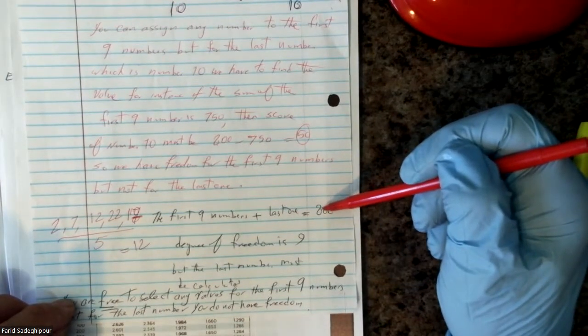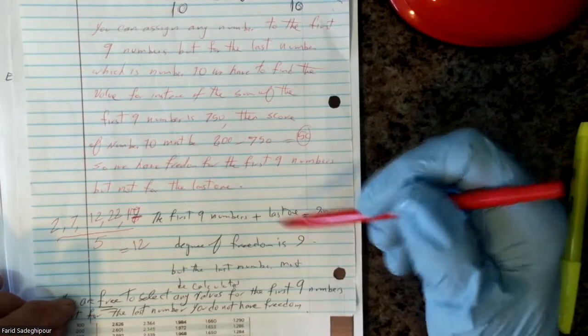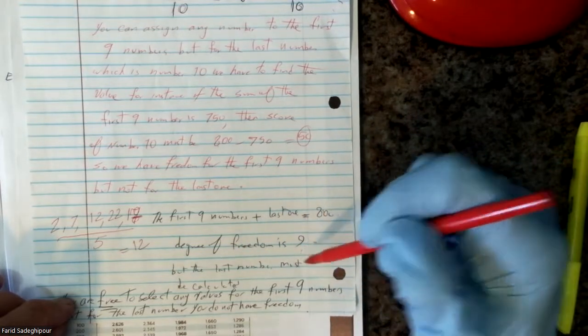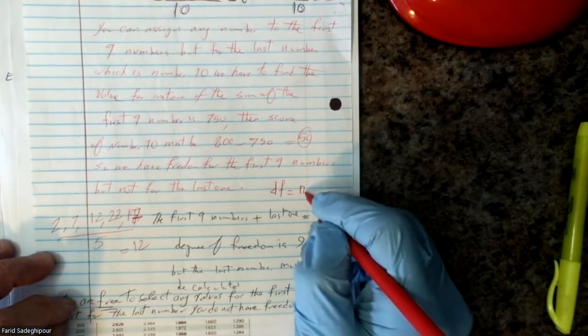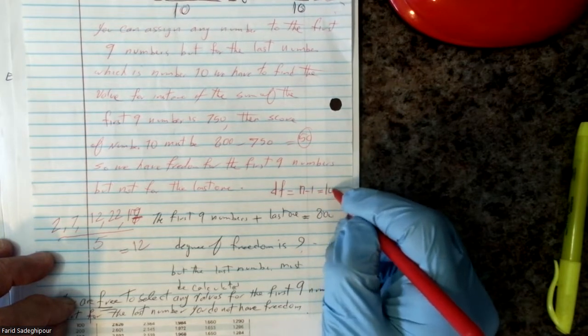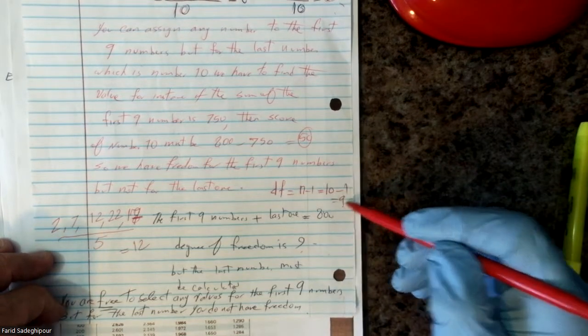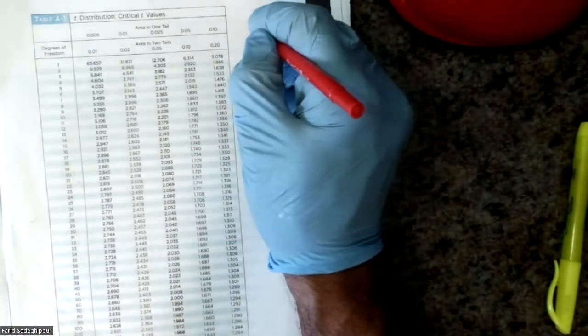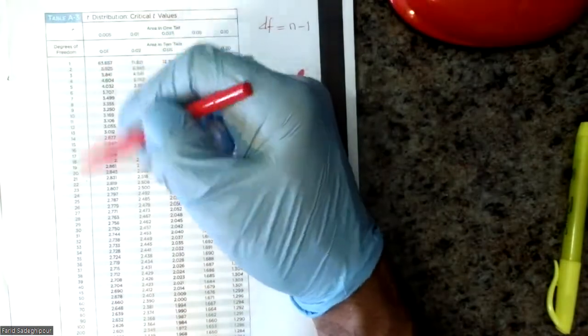So degree of freedom is n minus 1, which is 10 minus 1, or 9. So you have the freedom to pick the first 9 numbers, but not the very last one. D of F, degree of freedom, is n minus 1, or 10 minus 1 is 9. That's what degree of freedom means. So when you're working on problems in these sections, D of F, degree of freedom, is always n minus 1, the number of samples minus 1, and degree of freedom is this column.